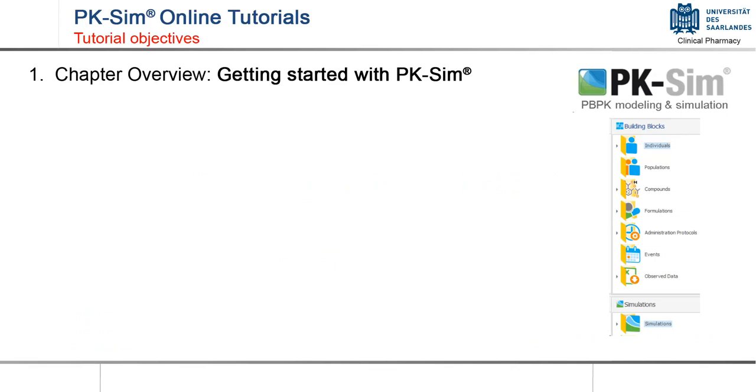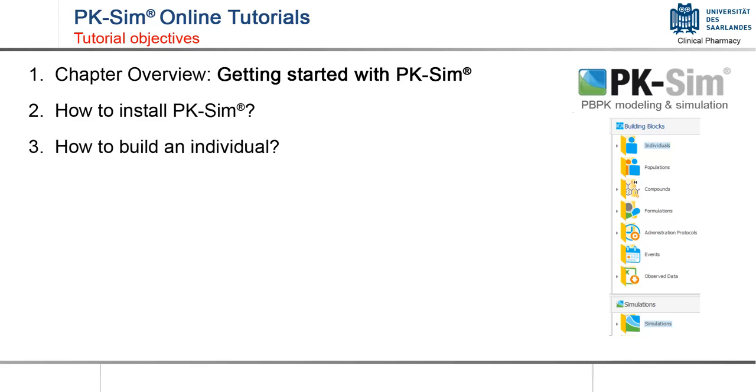In this first video of our series chapter, Getting Started with PKSim, we will show you which topics are covered. The second video of the series will give you a brief introduction how to install PKSim on a Windows machine, how to personalize the software appearance, and which databases you should link with PKSim for an optimized PBK model development workflow. In the third video, we will show you how you add individuals.